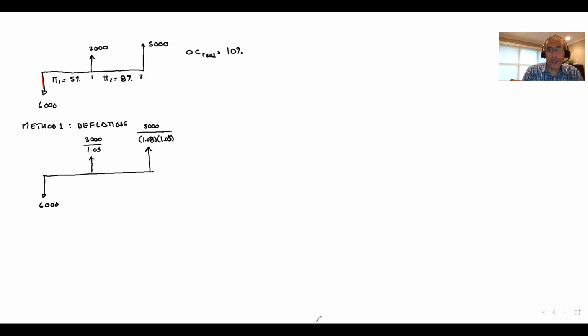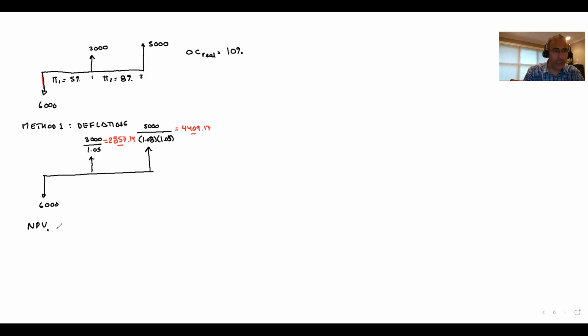Got it? So if you compute these numbers, this number here is going to be equal to 2857.14. And this number here is going to be 4409.17. Got it? So now this is real opportunity cost. We simply use the net present value technique.